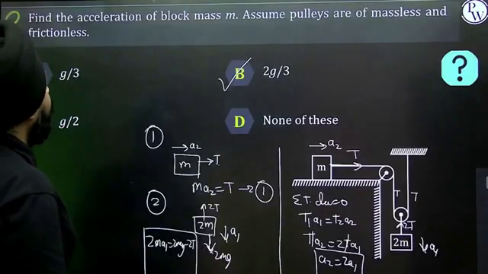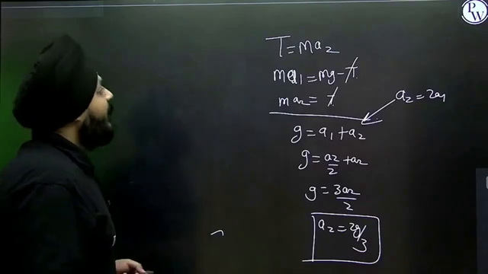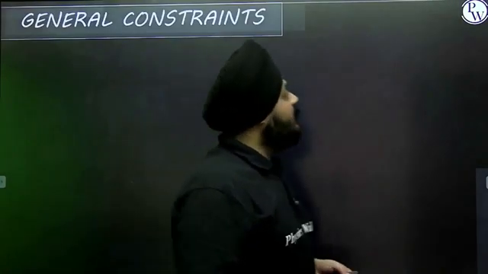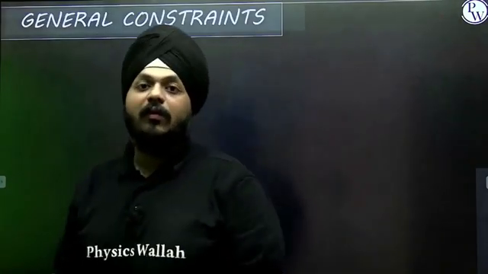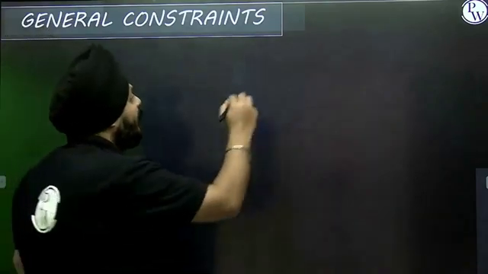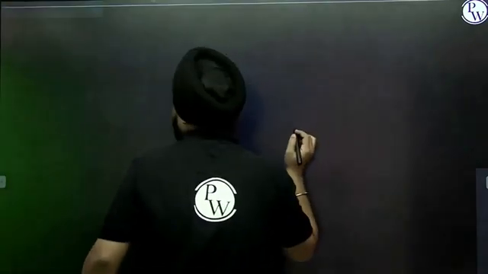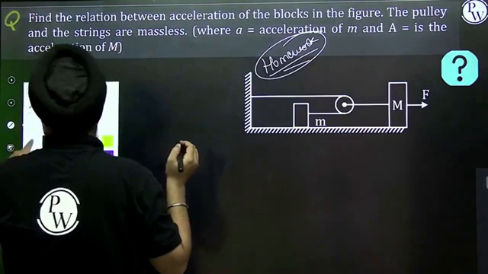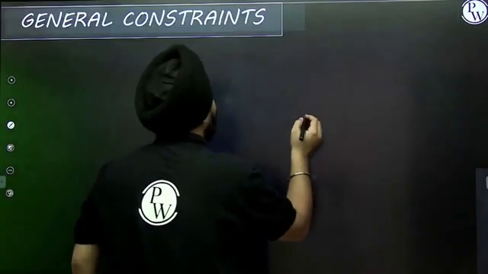Before that, we moved on to one of the important methods, that is, work done by the tension. Now, general constraints have two kinds of shortcuts. First of all, the pulley-based shortcut. Okay, now let's see what it states.